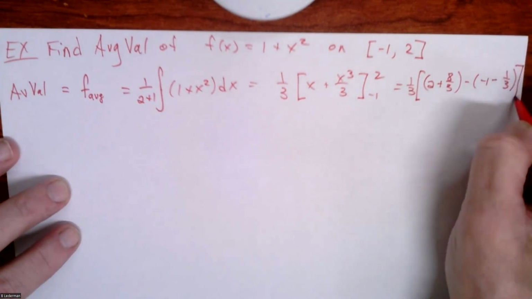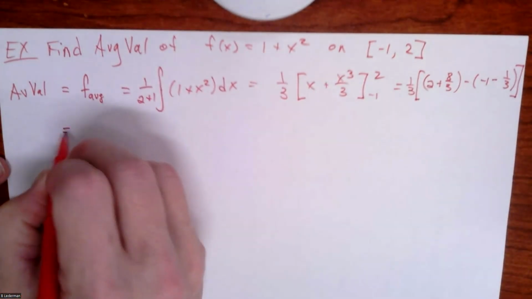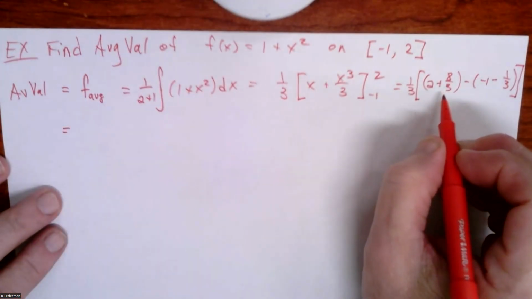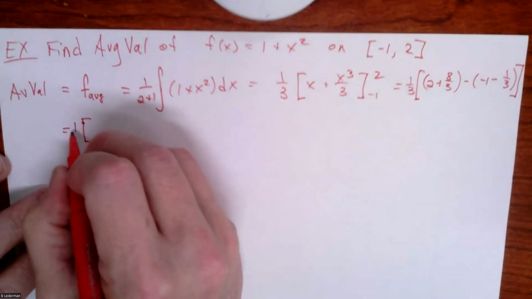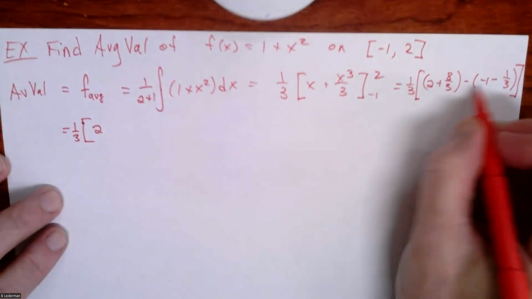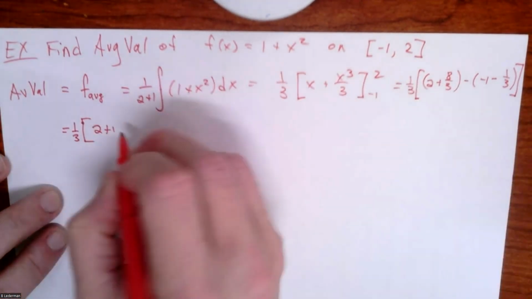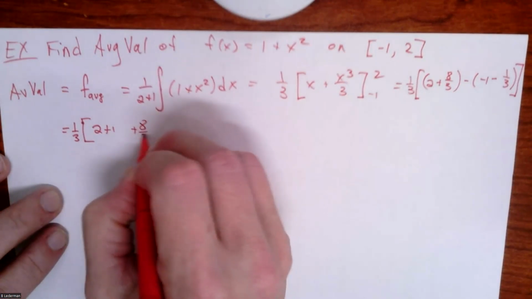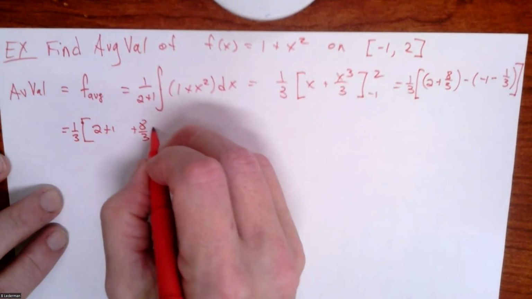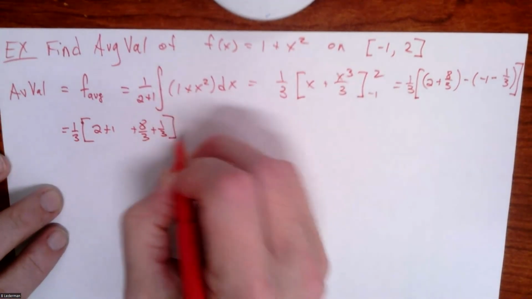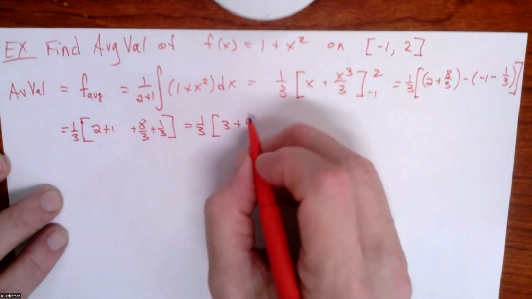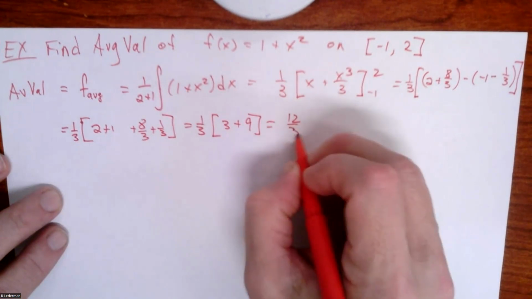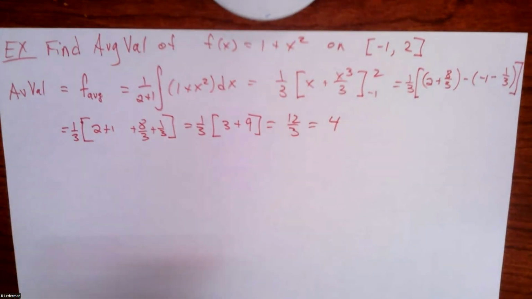And that equals, let's just clean this up a little bit. That's a 2 plus 1 plus 8/3, and then plus 1/3, which is nice because that's 1/3 times 3 plus 9, which is 12/3, which is 4. So the average function value is 4, and that's wonderful.